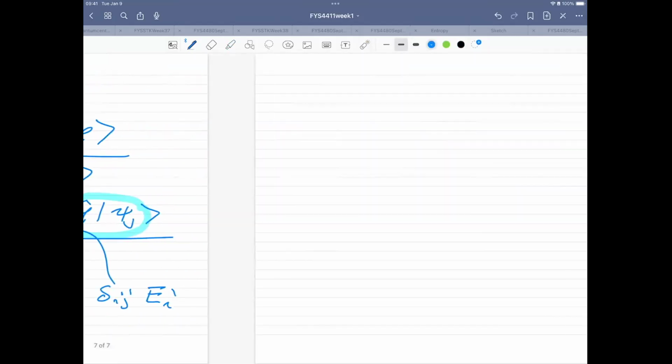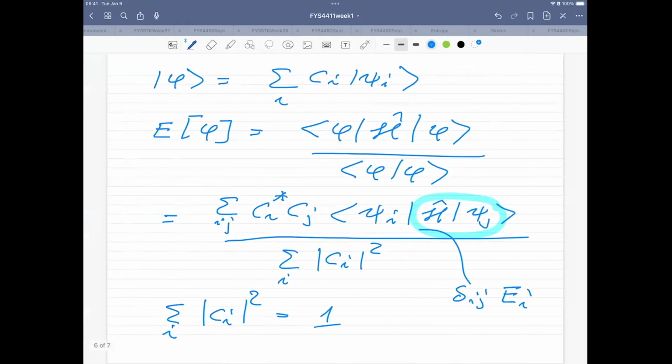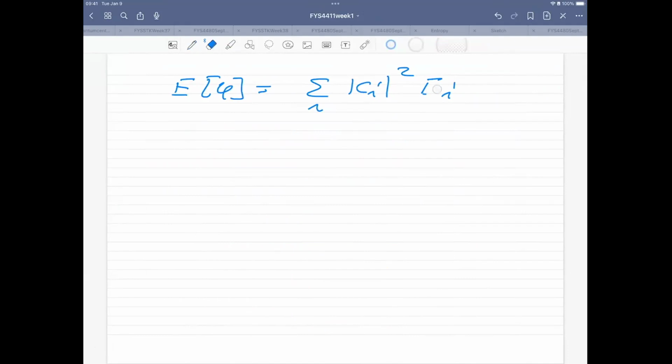So that means that what I can write out then is that E is equal to the sum over i of c_i squared multiplied with E_i. Is that what I called it? No, I called it lambda. Sorry, I had lambda. I should correct that now. So this is lambda of i, and then I should correct this one too, lambda of i.